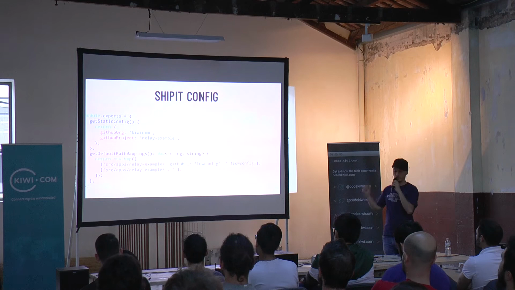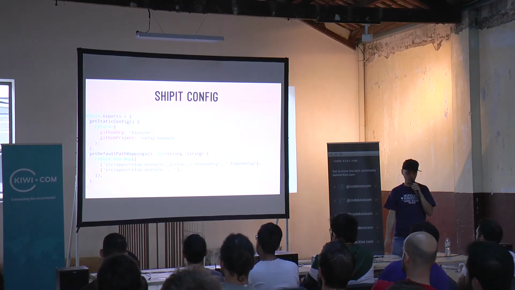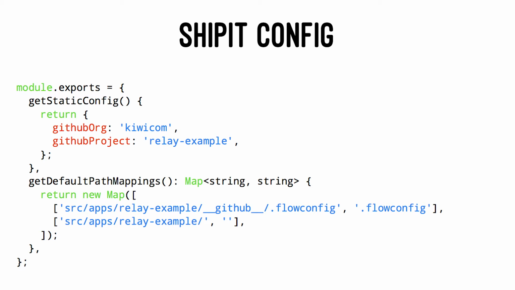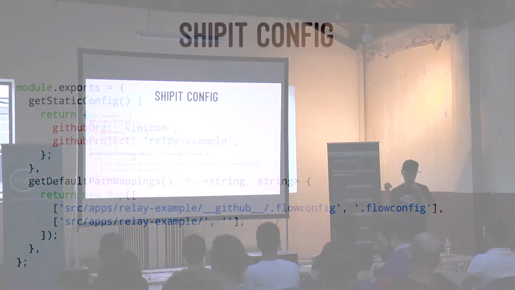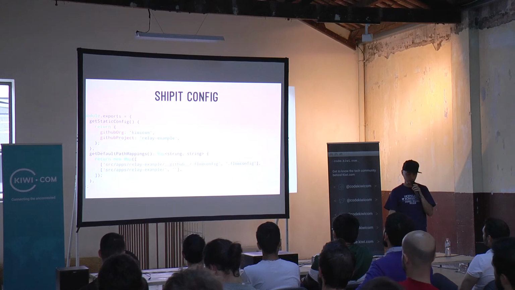So you can see you just define which organization and what should be the name on GitHub. And then there is a very handy configuration of filters or transformations that should be done with the source code before it's published. So you can see that we also have some prepared flow config for the RealEye example.